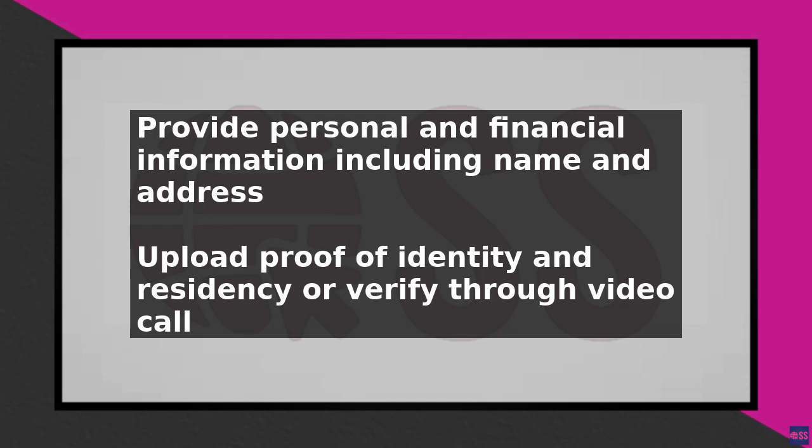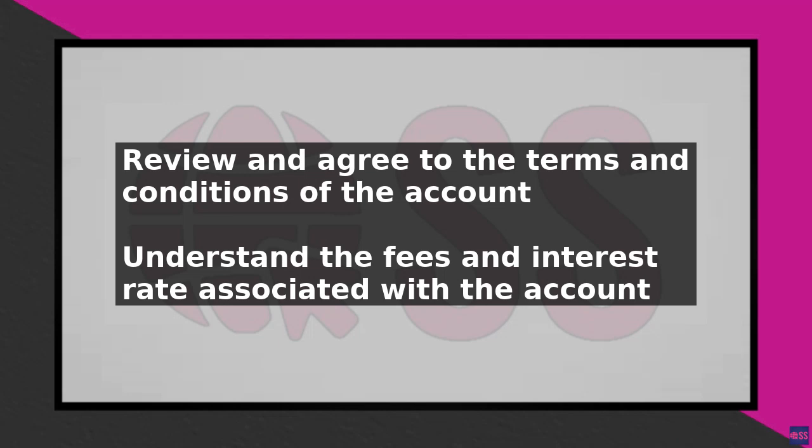Once you have completed the application, you will need to review and agree to the terms and conditions of the account. This includes understanding the fees associated with the account, the interest rate, and any other rules or regulations that apply. After you have agreed to the terms and conditions, your account will be opened and you will be provided with a username and password to access your account online. You can then use this information to log into your account, view your balance, transfer funds, and pay bills.